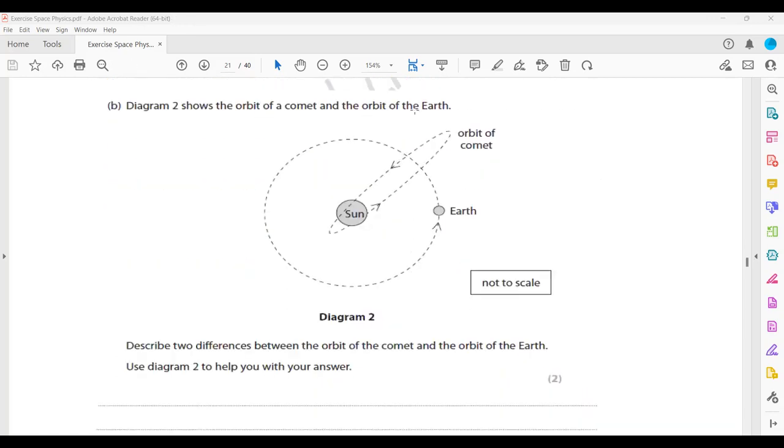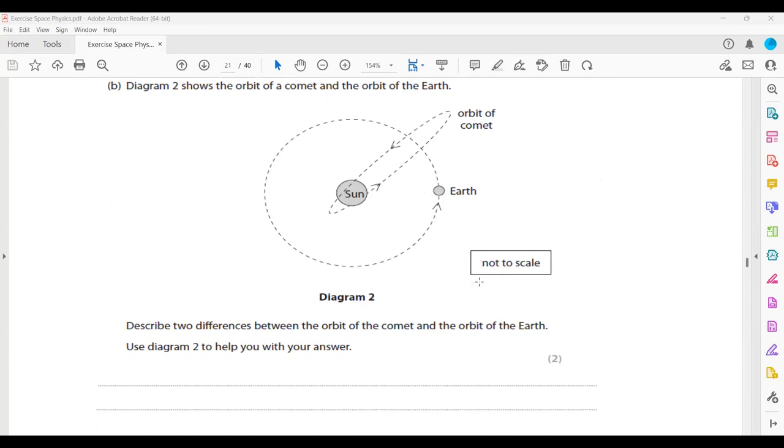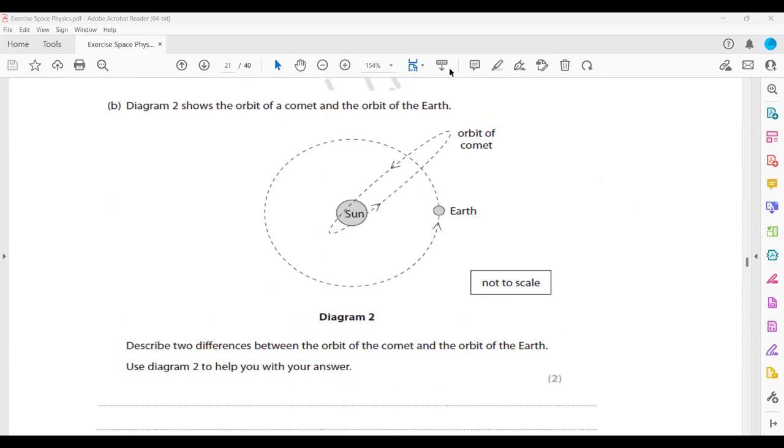The next one: diagram 2 shows the orbit of a comet and the orbit of the Earth. Describe two differences between the orbit of a comet and the orbit of the Earth and use diagram 2 to help your answer. So you can see one is the orbit of the comet, another one is the orbit of the Earth. What are the two differences in these orbits?